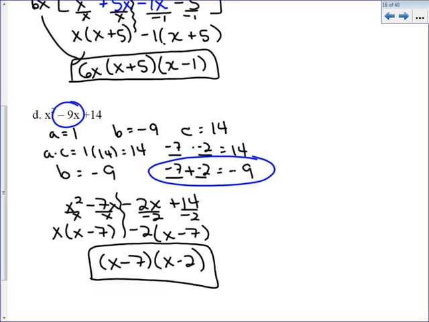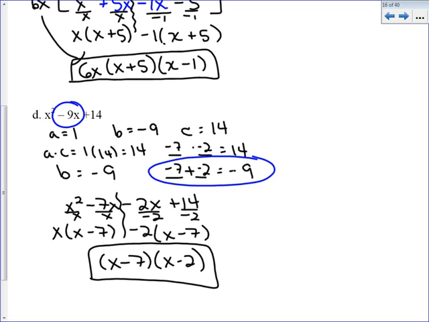Now, in our last, we've got a couple minutes left. I want to point out a shortcut. But this shortcut only applies to particular problems. If we could do this to every problem, it wouldn't be a shortcut. It would be the method we used. Look at your answer here. X minus 7, x minus 2.